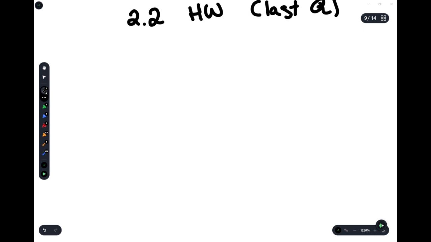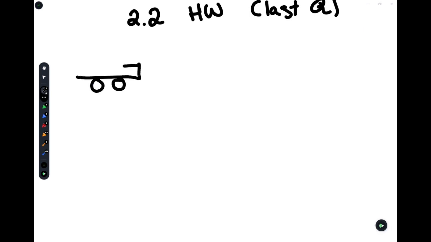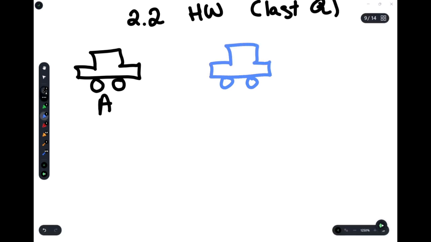This is the last question of 2.2. It says a car rental company offers 2 plans. Oh, that's fun. Okay. So we got cars, and we're gonna have an A and a B probably, if I'm guessing. Yeah. All right. What are we saying?